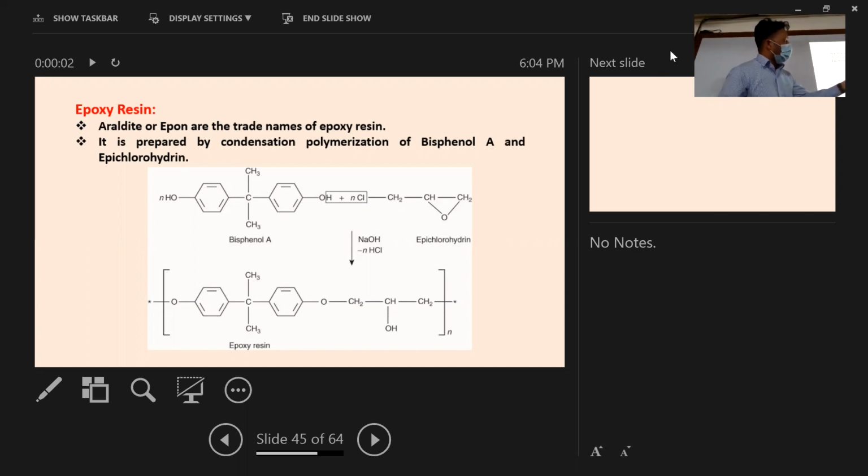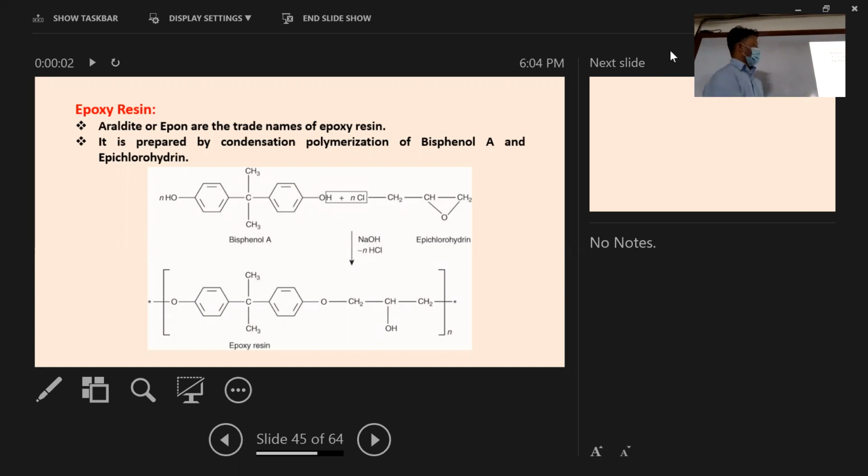So this is our epichlorohydrin, and this is bisphenol A up to this OH. When this hydrogen and chlorine are removed, you can see the condensation. As I already mentioned, for condensation you don't always need to remove water. You can remove something else also. Here hydrogen and chlorine are removed. That means we are removing the HCl molecule, so we call it condensation polymerization. By this process, we can get the epoxy resin.